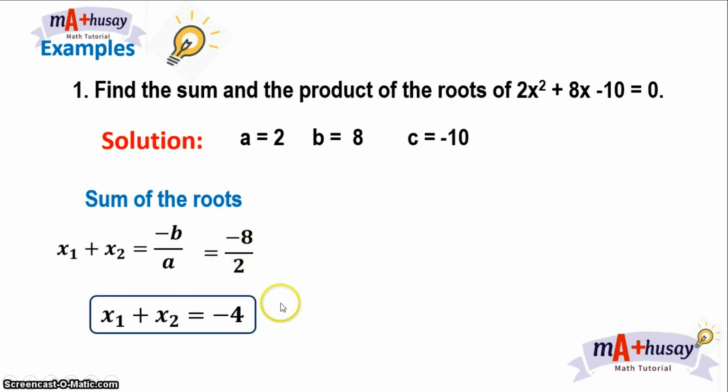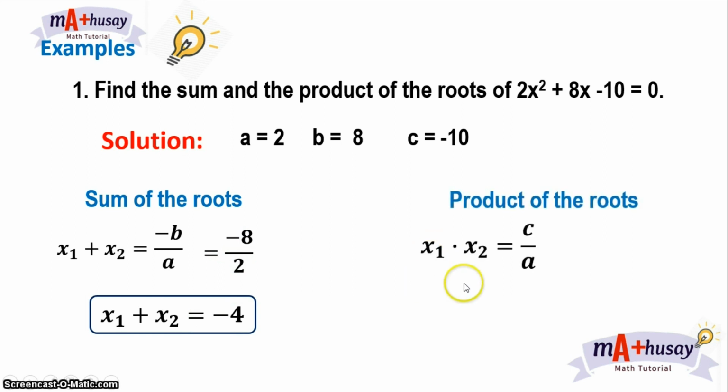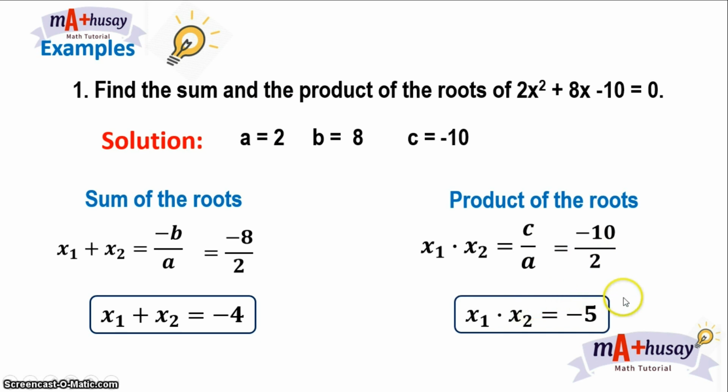So, the sum of the roots is negative 4. How about the product of the roots? Again, we will use the formula c over a. Now, we know that c is negative 10 and a is positive 2. Now, negative 10 divided by 2 is negative 5. Therefore, the product of the roots is negative 5.